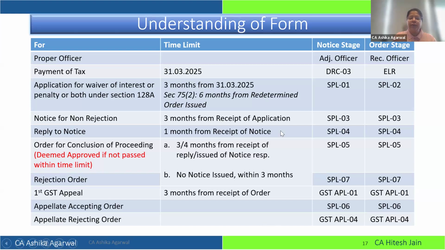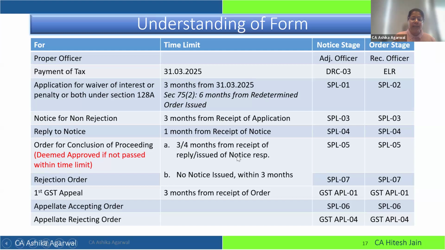So if the officer feels that you are not eligible for the scheme, he has to issue one notice. So he will give you an opportunity. The notice needs to be issued in SPL 03. Then you have to submit your reply in SPL 04. If, after issuing the notice, or in the first instance itself when SPL 02 is applied, he feels you are eligible for the scheme, he will pass an order in SPL 05. But if he feels you are not eligible for the scheme, he will pass a rejection order in SPL 07. So there are different forms for acceptance and rejection: acceptance in 05, rejection in 07.